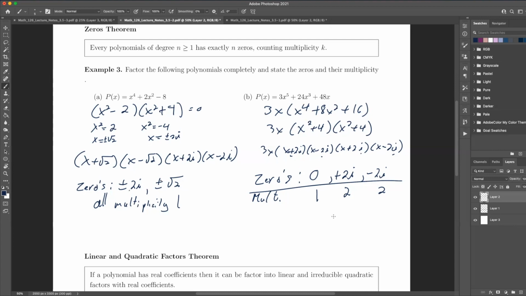Okay, so for a polynomial of degree n, you know exactly. So if I give you x to the 47th minus x cubed, you know you're looking for 47 different zeros. Now, I'm not going to do that to you, right?